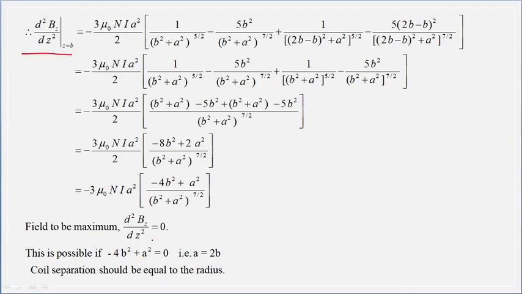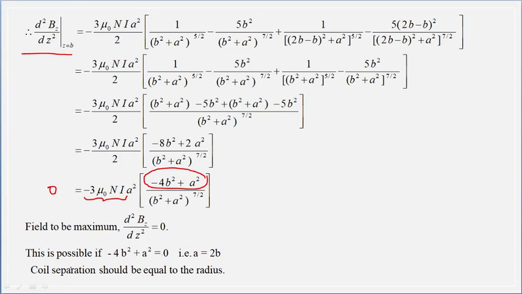And to be maximum, the second derivative has to be equal to 0. And that is from calculus. So maximum when the second derivative is 0. Now for this side to be equal to 0, what is possible is that this numerator has to be equal to 0. See, this minus 3 mu naught n I a square cannot be equal to 0, because mu naught has its own value, number of turns are there, current has to flow, radius has to be there. So this term cannot be equal to 0. So in order that this full term is equal to 0, the numerator must be equal to 0. So we put minus 4b square plus a square equal to 0, that gives a equal to 2b.